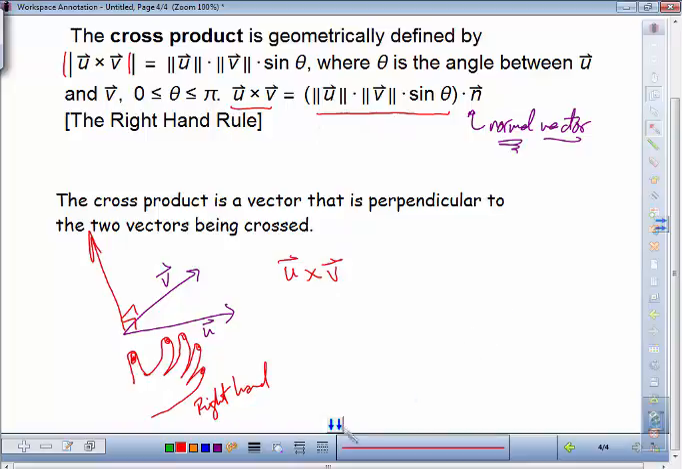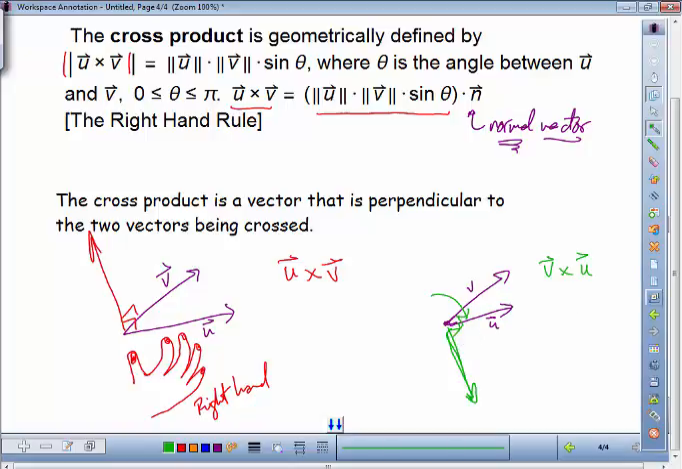So if I have the same drawing here, U and V, and for this one, instead I say I wanted V cross U, then I would wrap my fingers around going this way, and then that would give me a normal vector that's going down. Okay?